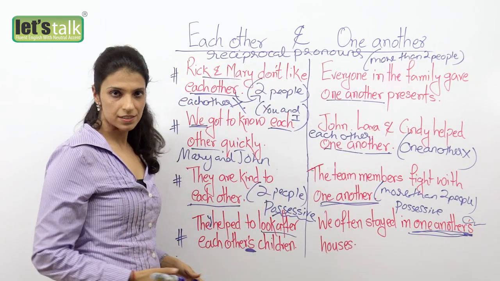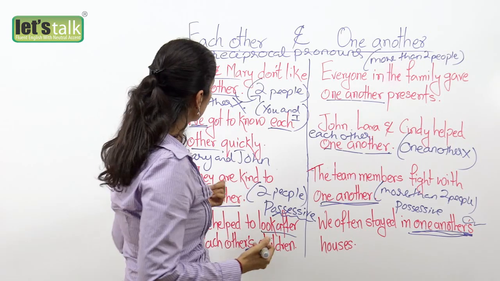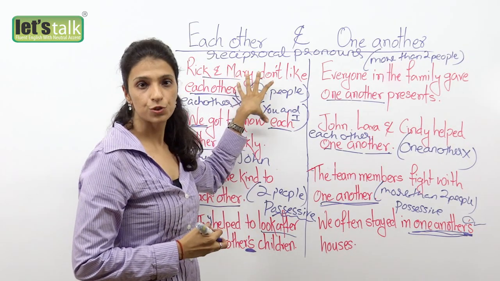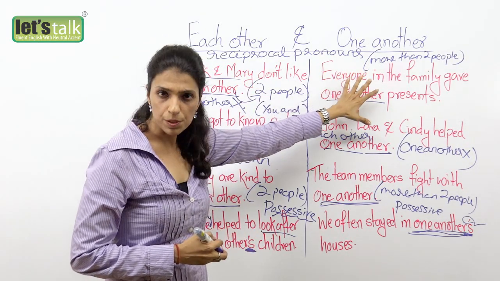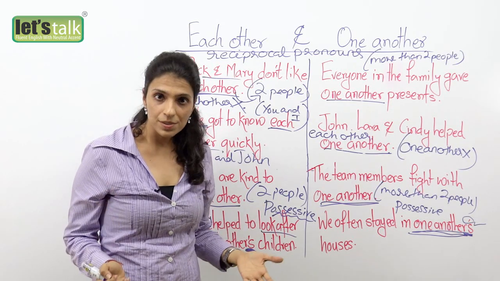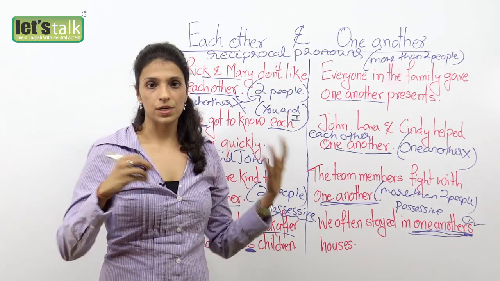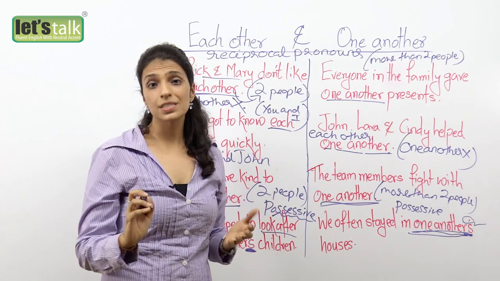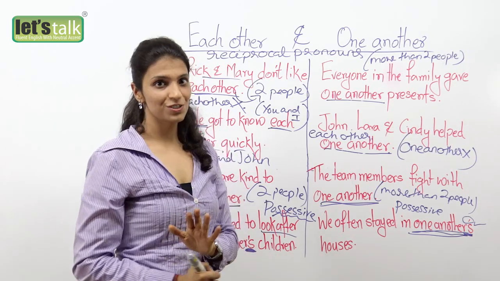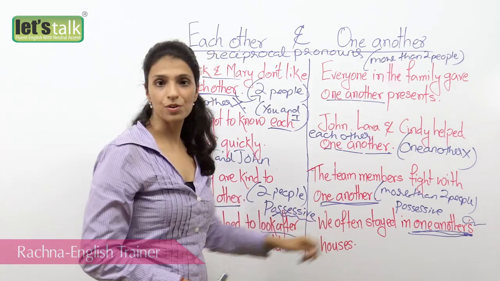So in short, traditionally each other is always used for two people, one another for more than two people, but today people do use them interchangeably. You can say each other, one another and use them interchangeably, because your point will still be put across. And with possessives, use an apostrophe.